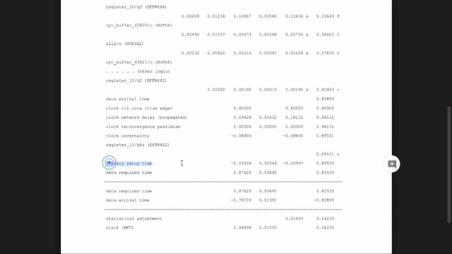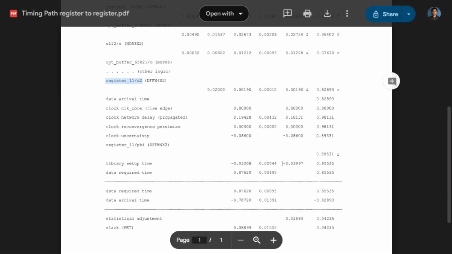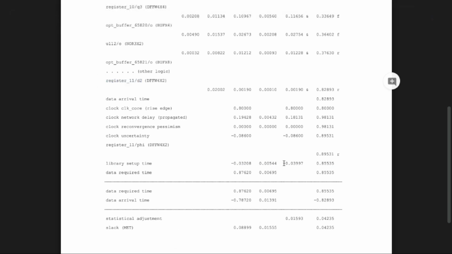But again, there is a library setup time of the endpoint itself, which is of this register 11. Register 11 has somewhere around 39 ps as its setup time, so that also will be subtracted. So it becomes 855 ps now. Before 855 ps the data has to be arriving.